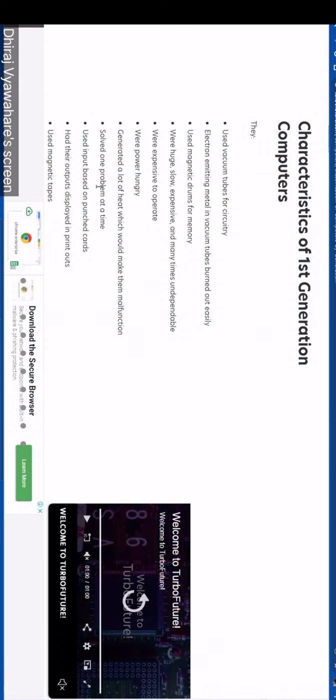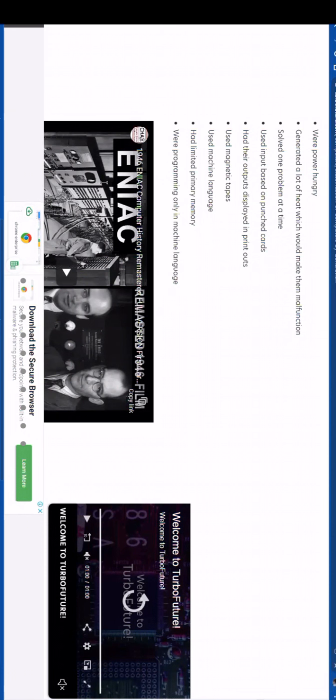इनपुट कशाने टाकायचे त्या कीबोर्ड होते का? नाही, पंच कार्ड होते. Output displayed in printouts. It uses magnetic tapes also. So that is all about the first generation computer.